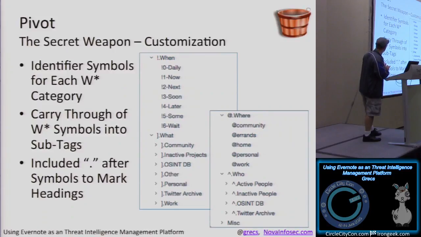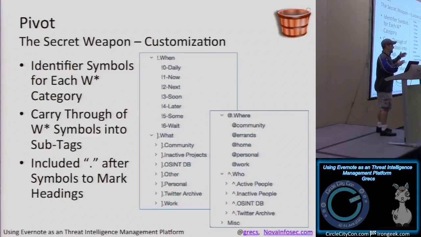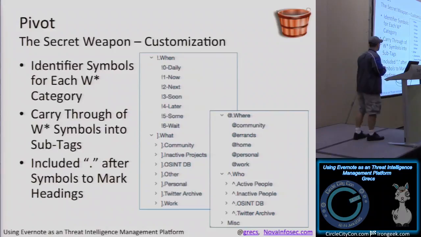Let's see. So as you can see here, with all the W's, like the who, what, when, where, I basically added a symbol associated with that so that the order would always be in the same way. And then I also carried through the symbols associated with that into subtags, because theoretically I could have communities, but they could be under multiple different subtags, so that you could have that same keyword in different places. And then the dot I use to indicate that it's a header versus a tag that you would actually search on. And so basically that's a summary of what my current system looks like.